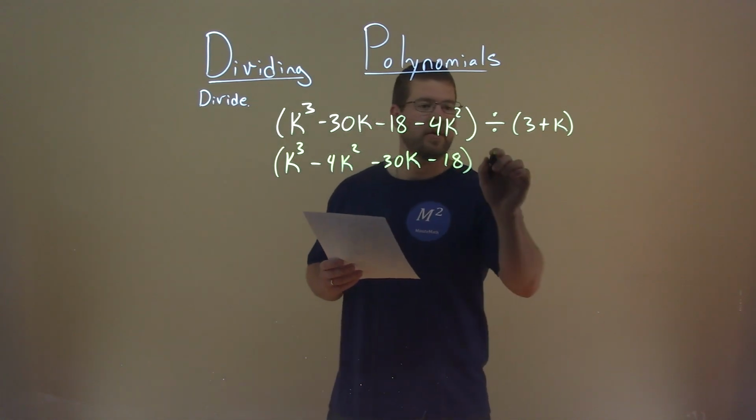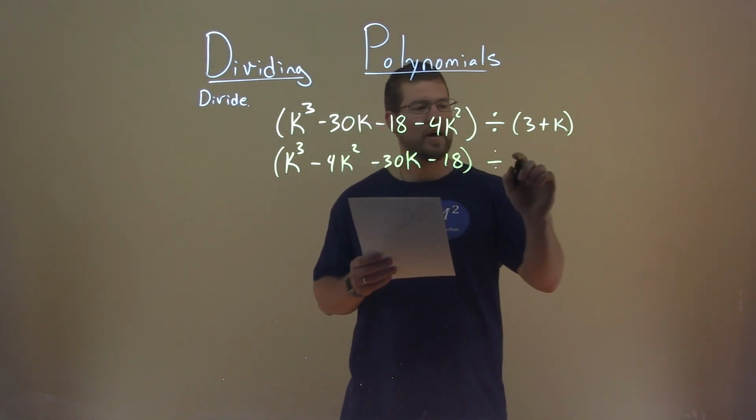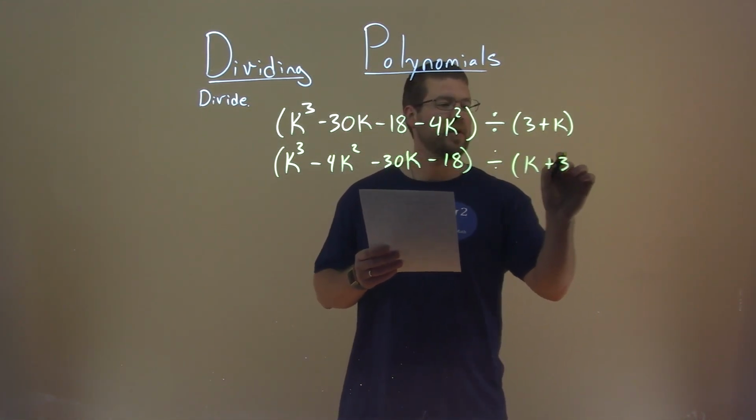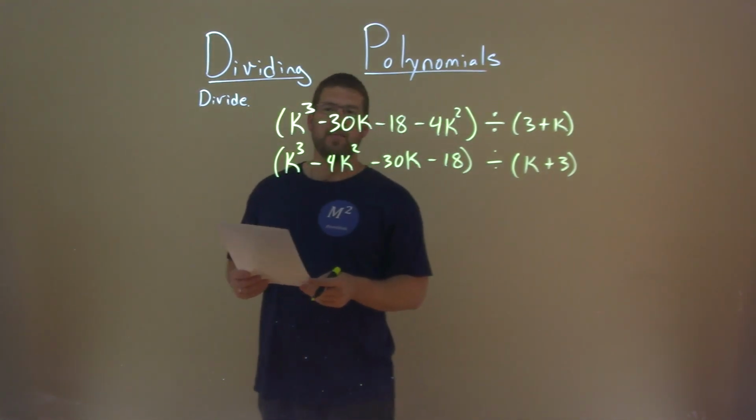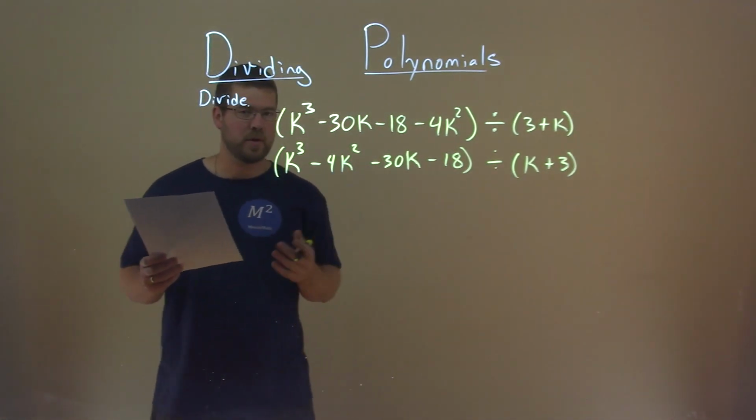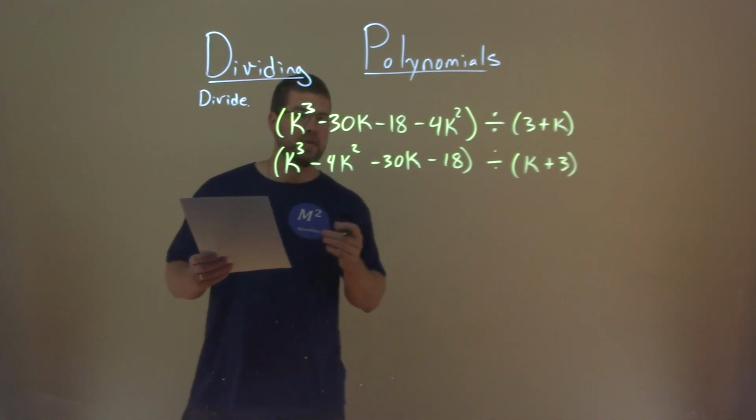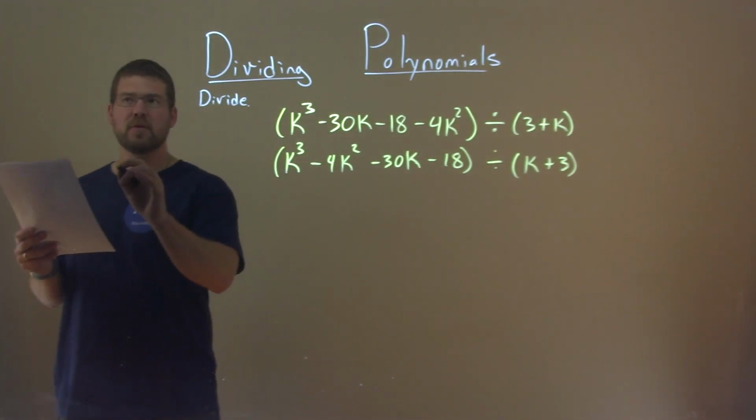We're going to do the same thing with the second part here. 3 plus k is the same thing as k plus 3. And that little step helps us really set up the next part more easily. We have to do some synthetic division. So let's go set that up.